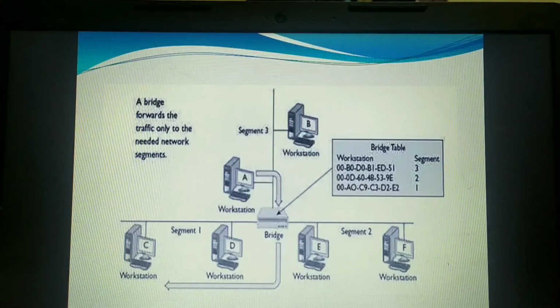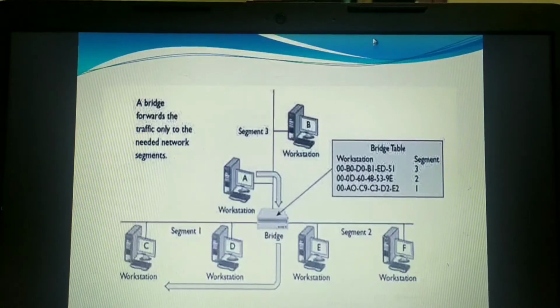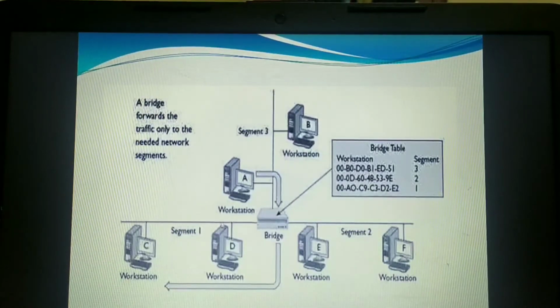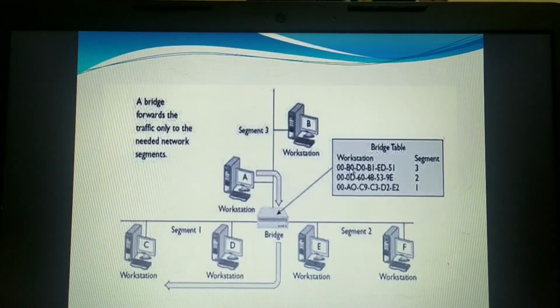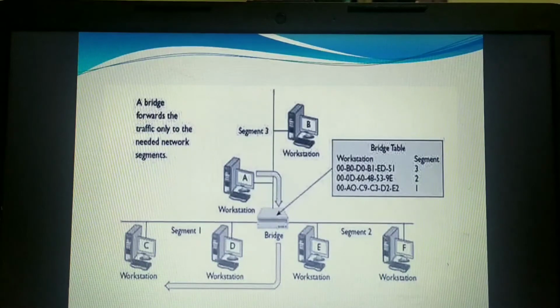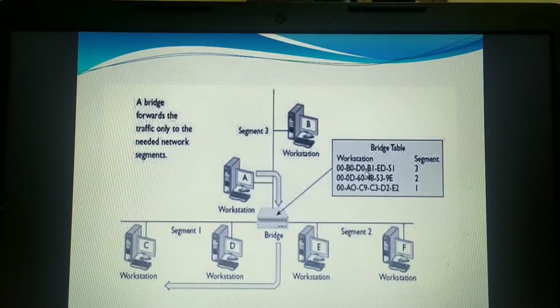Now how bridges function. This is the source, this is the destination, and this is the physical address or the media access control address. This is quite different from the IP address. The IP addresses I showed when I was discussing the switch and all. Now this is the physical address. This physical address is in the 3rd segment, this physical address is in the 2nd segment, and this physical address is in the 1st segment.